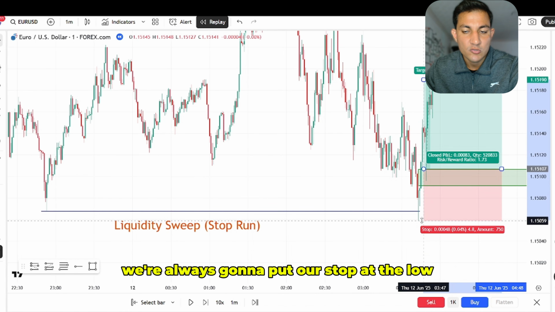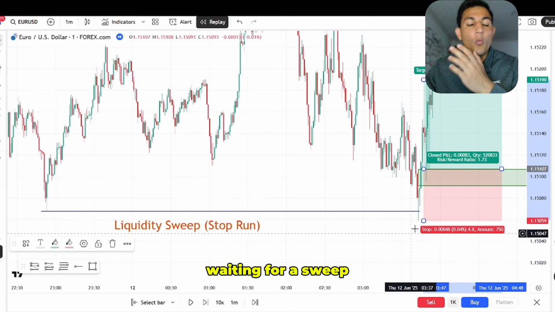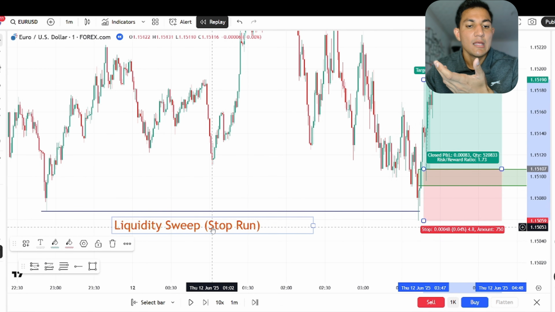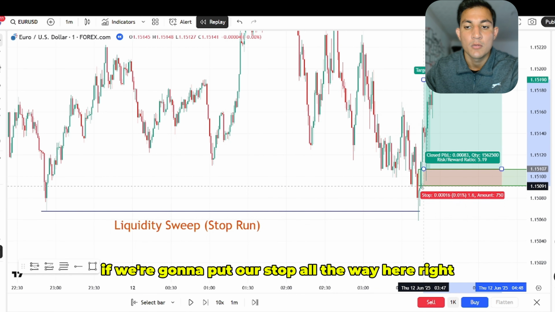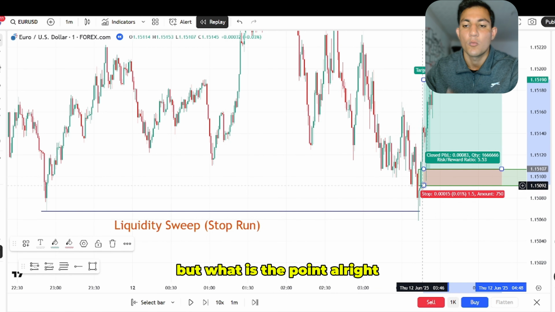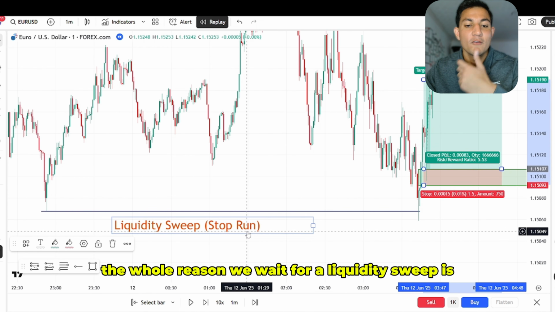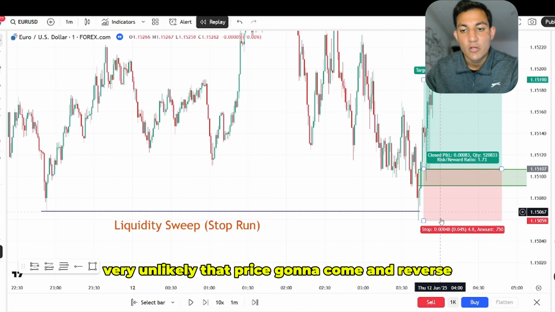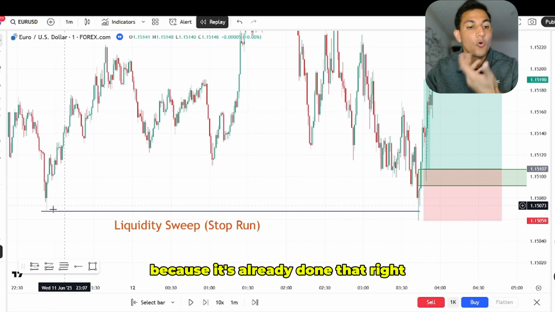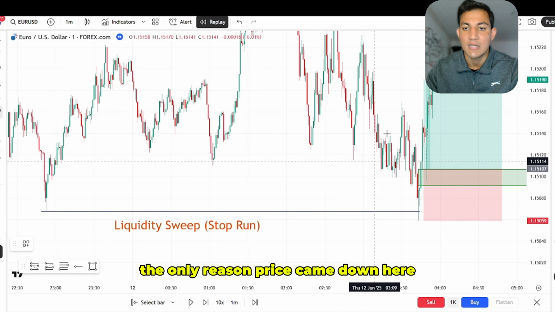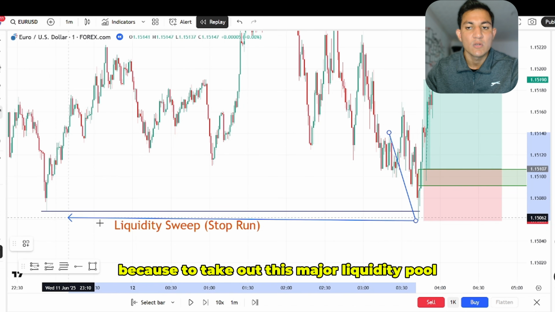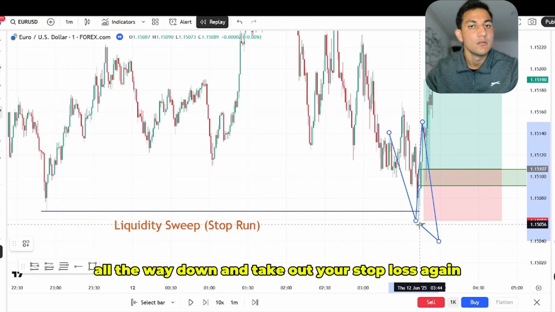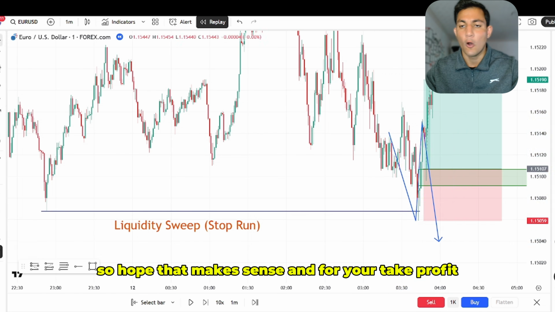We're always going to put our stop at the low, because there's no point waiting for a sweep if you don't have the stop at the low. There's absolutely no point, because what was the point in doing this analysis if we're going to put our stop all the way here, right? I know you get away with it this time, but what is the point, right? The whole reason we wait for a liquidity sweep is so we know it's very, very, very unlikely that price is going to come and reverse and take out our stop loss. Why? Because it's already done that, right? The only reason price came down here was to take out this major liquidity pool and shoot off. Very unlikely that it's going to come all the way down and take out your stop loss again, right? Very, very, very unlikely. So hope that makes sense.